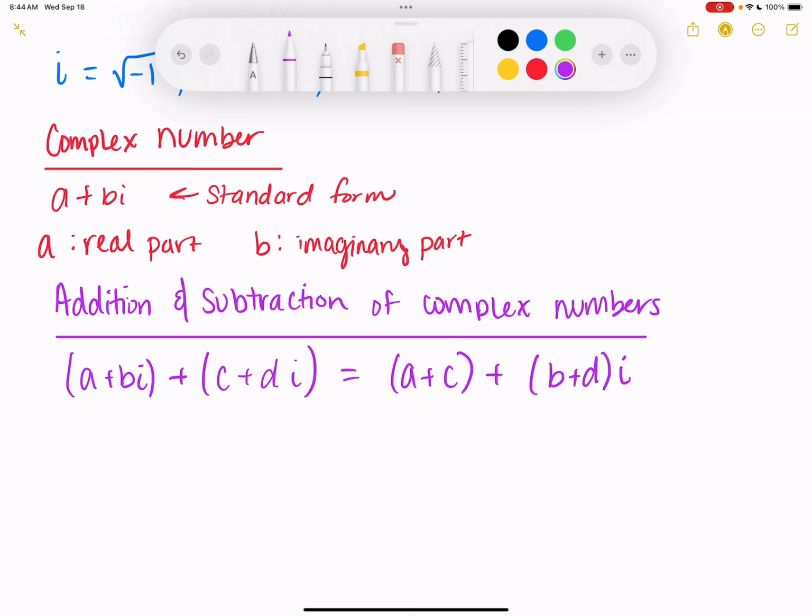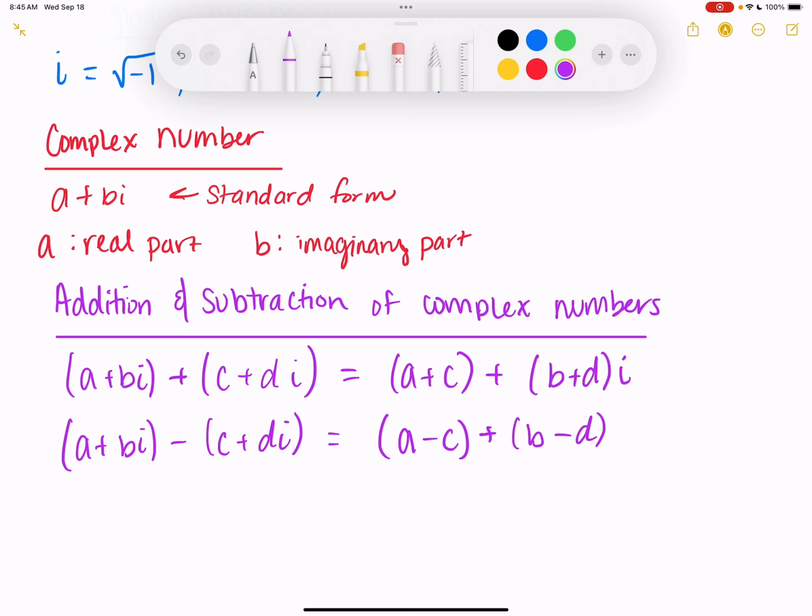If we were subtracting, so A plus BI minus C plus DI, it's basically the same thing. It'll be A minus C. Essentially, I'm just distributing this minus sign through. And then plus B minus D I. So the only thing that changes is the negative in between.